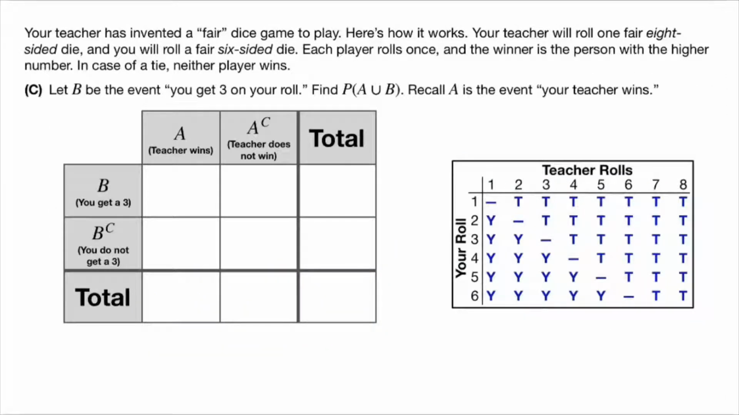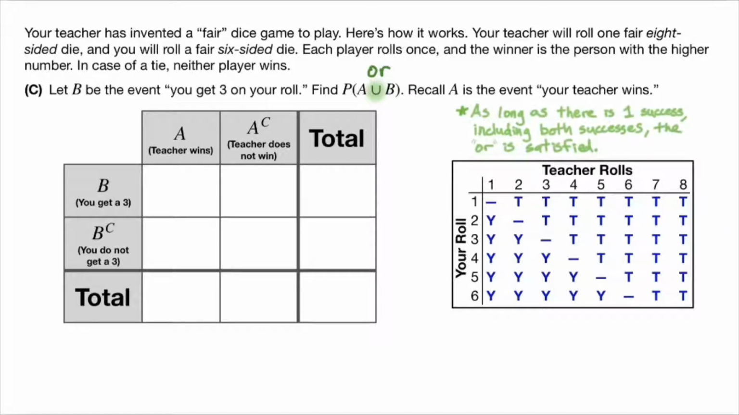For part C, we're tasked to find the probability of A or B, where A, again, is the event that your teacher wins, and B is, this time, you get a 3 on your roll. Recall that the U symbol, or union, is OR. So just a reminder about OR: as long as there is one success, including both successes, the OR is satisfied. So if just A is a success, or if just B is a success, or even if A and B are successes, all three of those circumstances satisfy the OR condition.